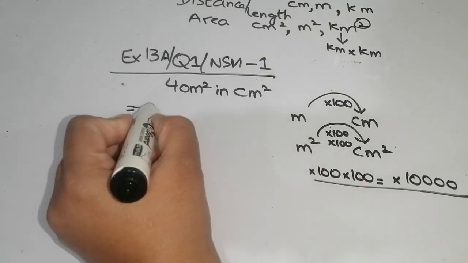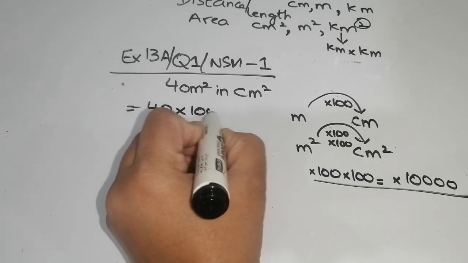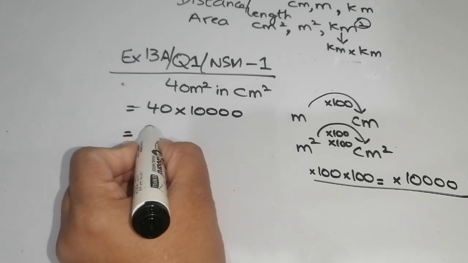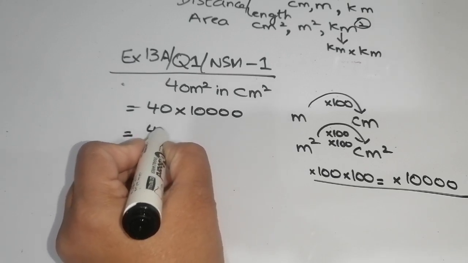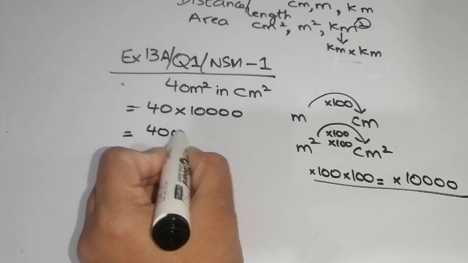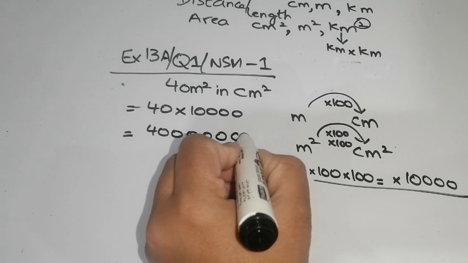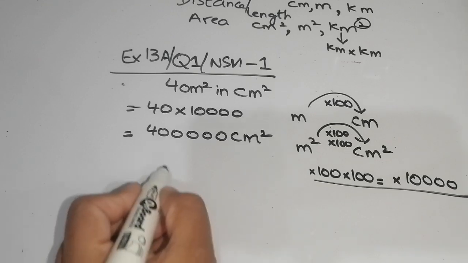I have figured out what I need to do. So now I will just write 40 multiplied by 10,000, and 40 multiplied by 10,000 is 400,000. And now the unit is centimeter square. This was the A part of the question. Now let's solve the B part.